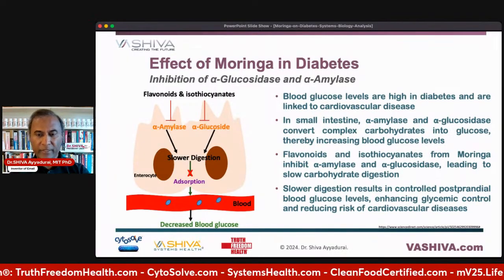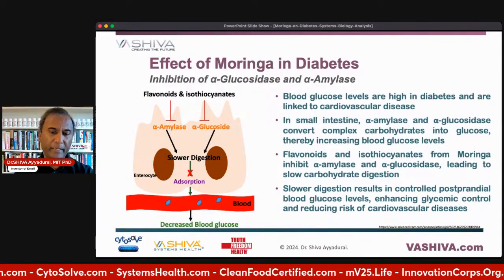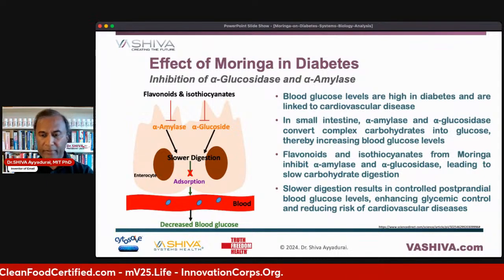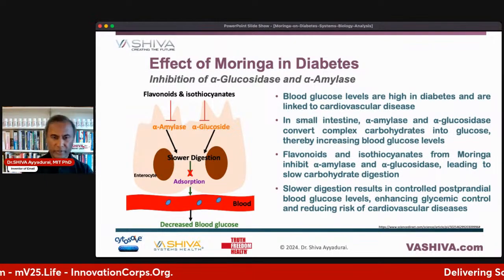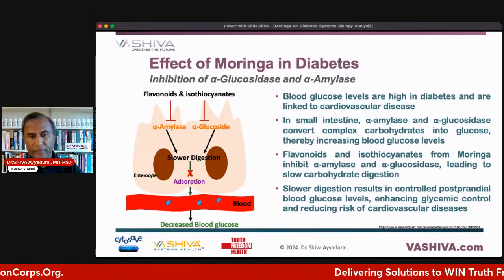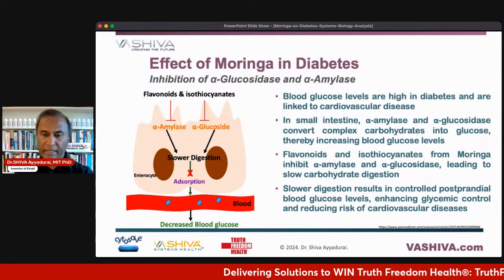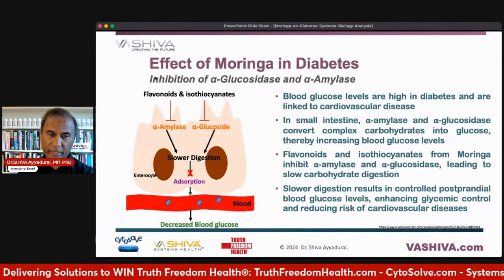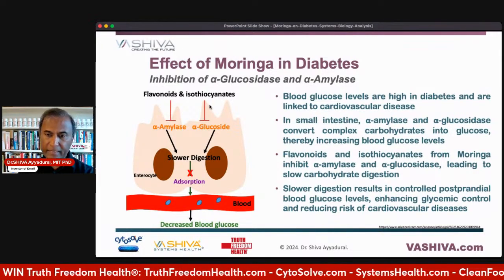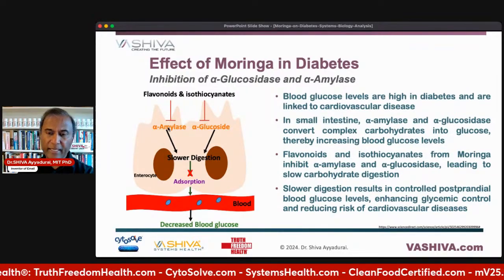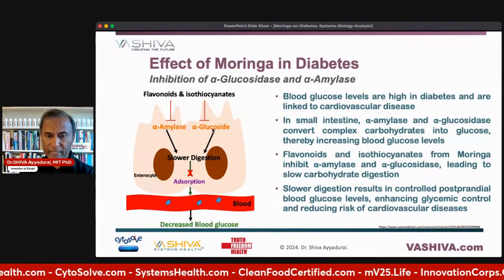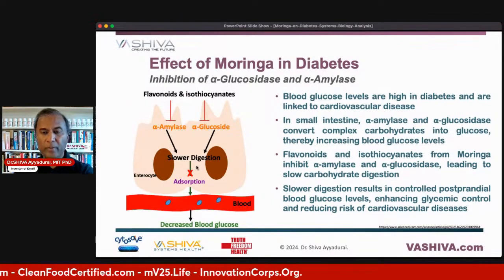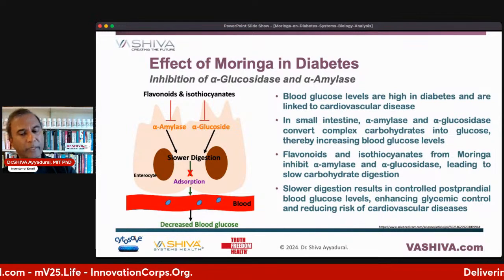And thereby you increase your blood glucose level. So alpha amylase and alpha glucosidase are the things that break down the carbohydrates so your body creates energy, glucose, okay? Now, there are flavonoids and isothiocyanates in Moringa, some molecules. So again, these flavonoids and these isothiocyanates inhibit these two enzymes. This should actually be alpha glucosidase. So they slow down carbohydrate digestion.